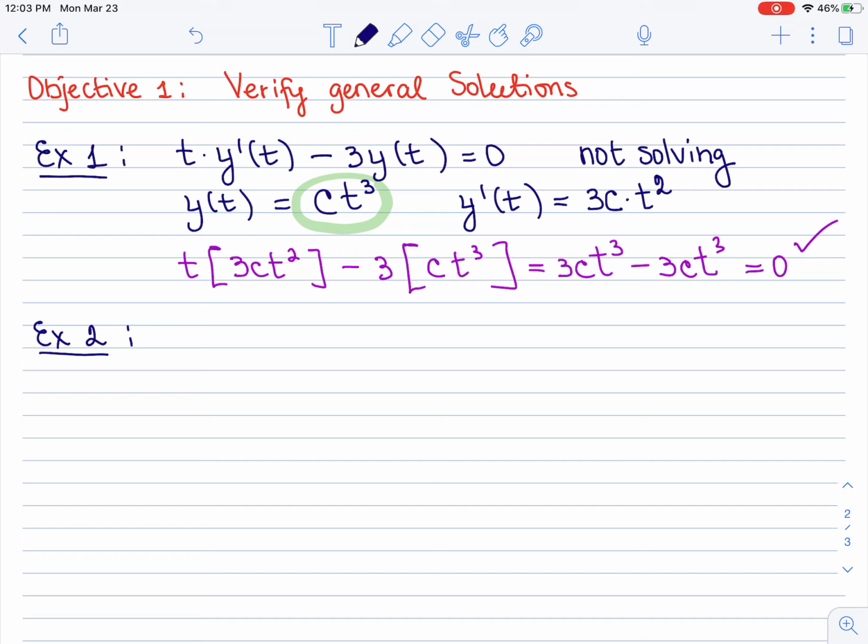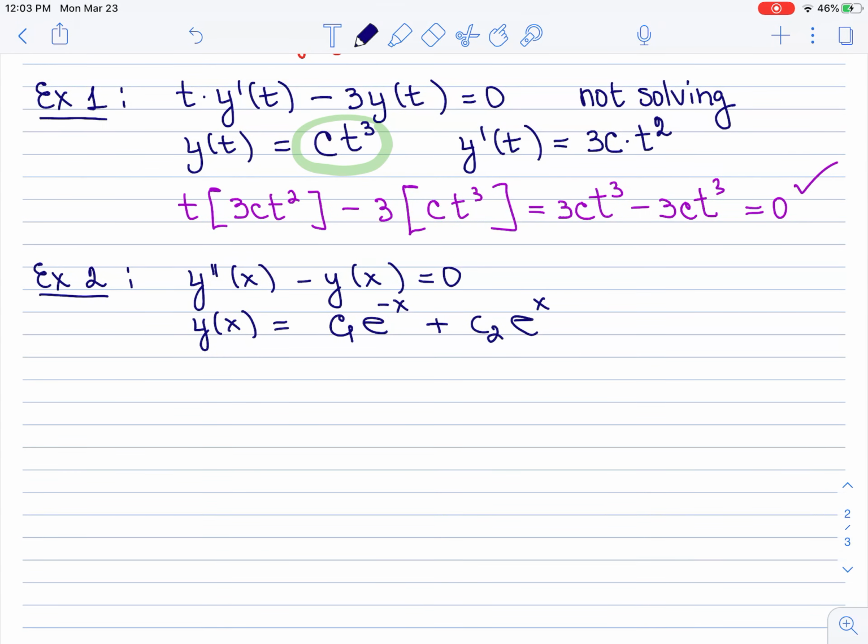Okay, second example says y double prime of x minus y of x is equal to 0. This basically says the second derivative of the function is the same as the function itself. Okay, they give us the function to verify: y of x is equal to c1 e to the negative x plus c2 e to the x. The c1 and c2 could be any constants, right?